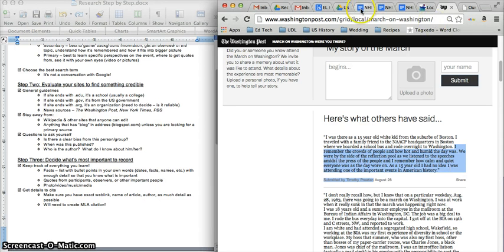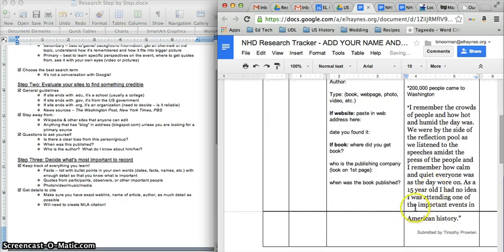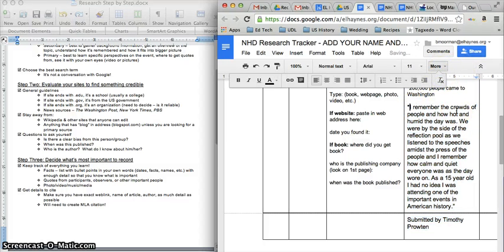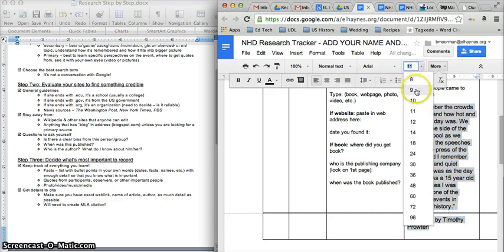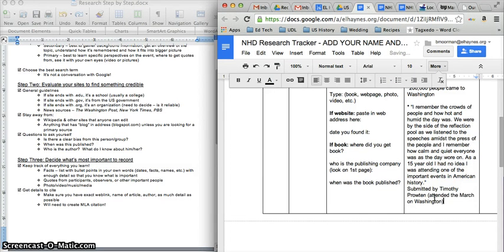I'm going to copy this, go to my Google Doc, and paste that in right here. Because I copied it directly, I need to make sure that I put it in quotation marks. So I'm going to put quotation marks. I'm going to have this quote by Timothy Proughton, who said he attended the March on Washington. Okay, and so I can keep track of that.